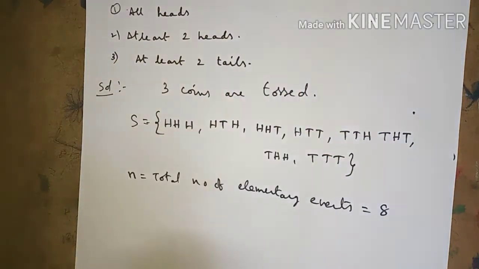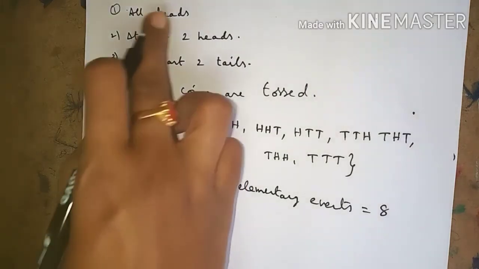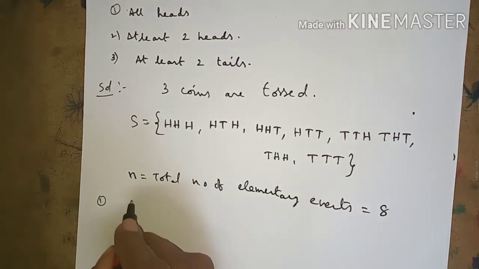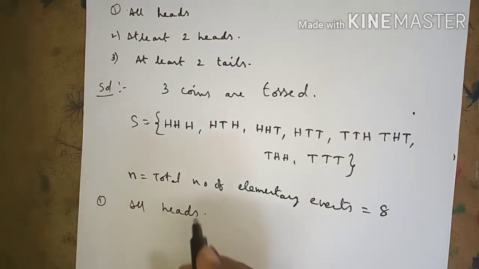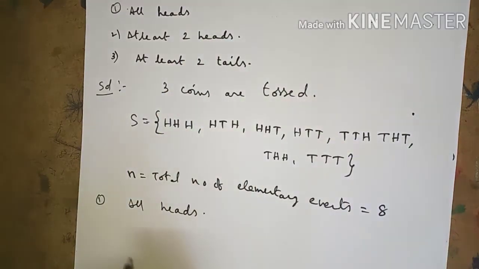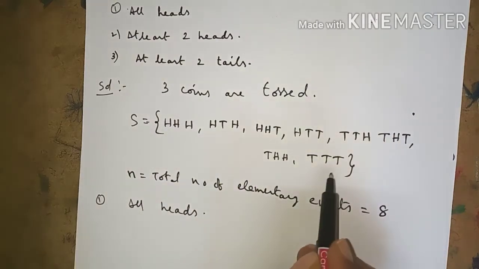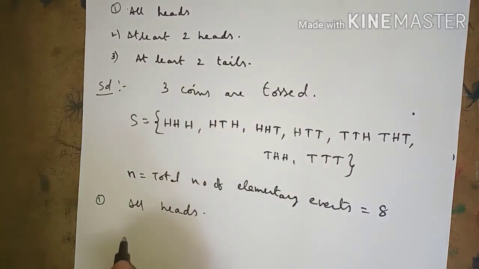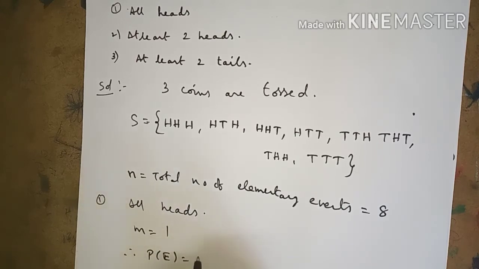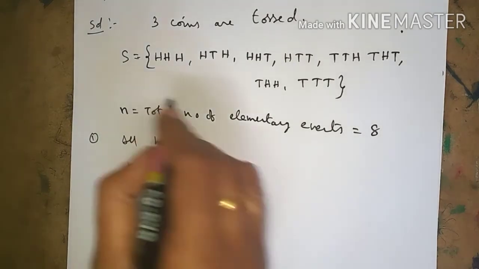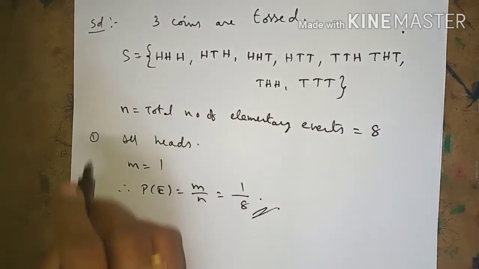Now, what is the first problem? The first bit is: all heads, what is the probability? N is equal to 8 for all three problems, so the denominator N is 8. All heads, how many are there? All heads is only 1: H, H, H. So M is equal to 1. Therefore, P of E is equal to M by N, with M equal to 1 and N equal to 8. 1 by 8 is the first bit answer.